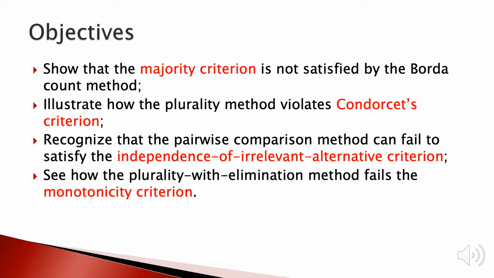We are also going to see why the plurality method violates the Condorcet criterion. And we will study why the pairwise comparison method fails to satisfy the independence of irrelevant alternatives criterion. And finally, we will study how the plurality with elimination method fails the monotonicity criterion.